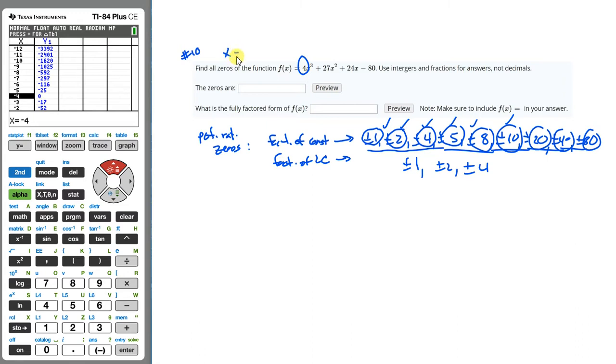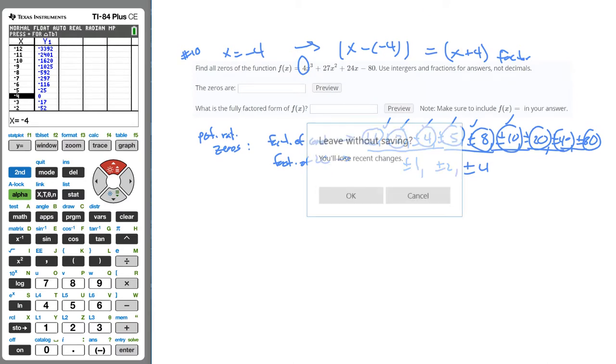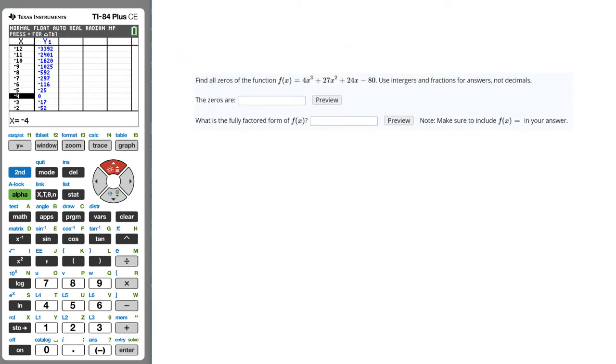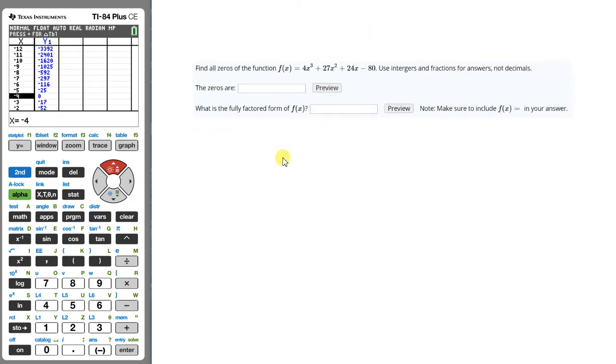So negative 4 is a 0, so x equals negative 4 is a 0. That means x take away negative 4 is a factor, which is the same thing as saying x plus 4 is a factor. So let's go ahead and do a long division and see what's left over. I'm going to divide x plus 4 into this polynomial, because I'm a long division guy.